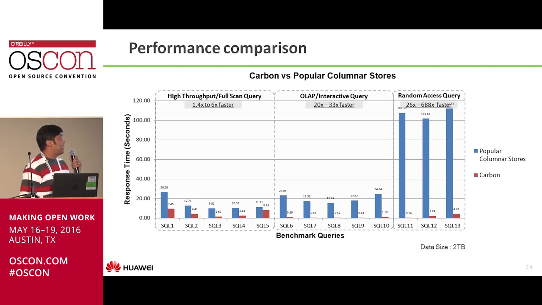And the final case is the random access query, where you can see the huge difference between Carbon and other data stores. These are the queries in which the user usually selects all of the columns, but applies some filter which narrows down the result to very few rows, and there's no grouping involved here.